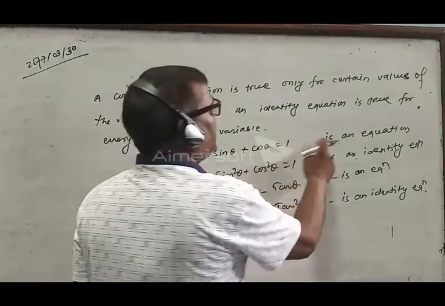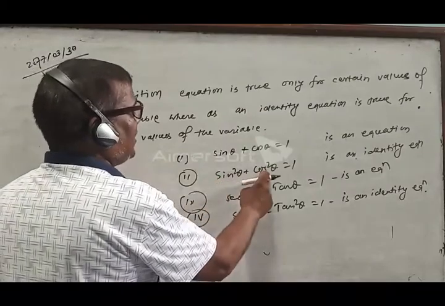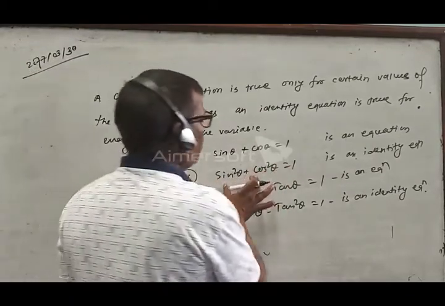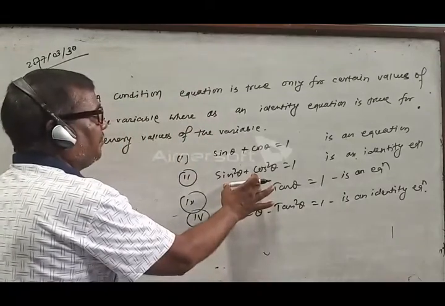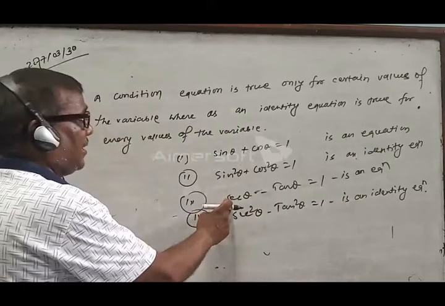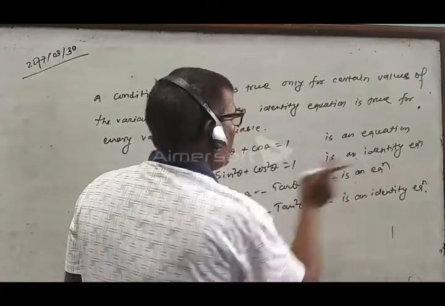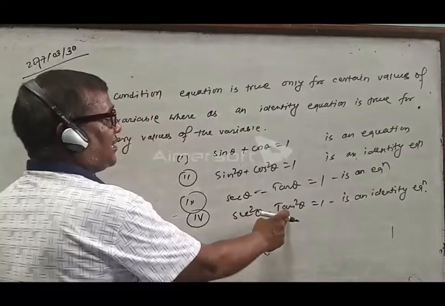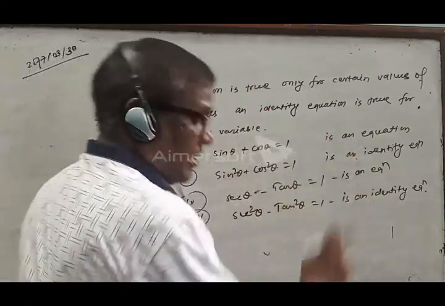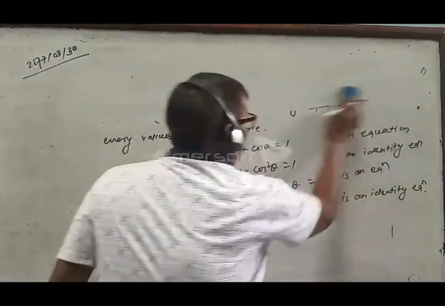This is an equation. Sin square theta plus cos square theta is equal to 1. This proof is always known from the trigonometric chapter. It is equal to 1, so this equation is known as an identity. Similarly, sec theta minus tan theta is equal to 1 is an equation, but sec square theta minus tan square theta is equal to 1 is not an equation but an identity equation.